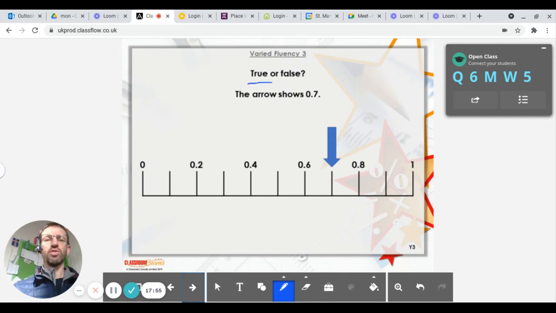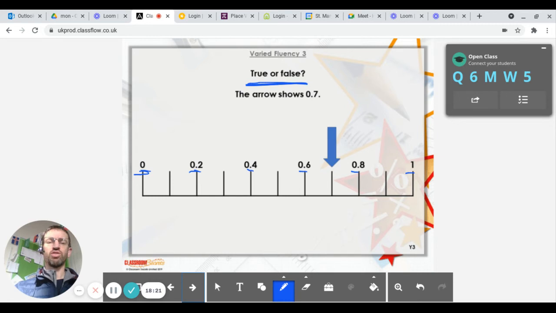True or false? That's an interesting question. Read the question carefully. True or false? The arrow shows 0.7. So I've got 0 at this end of the number line, and I've got some decimal numbers here, and it goes up to 1. So it's a very short number line. It goes from 0 to 1. It doesn't go up to 2, 3, 4, 17, 24, 500, just from 0 to 1. And it says, does it show 0.7?